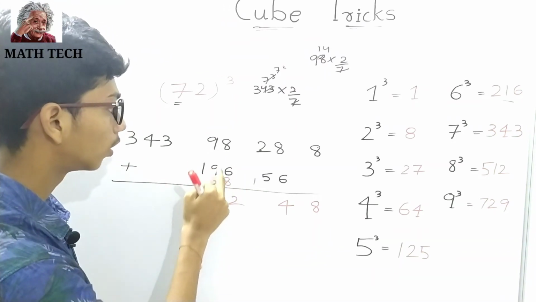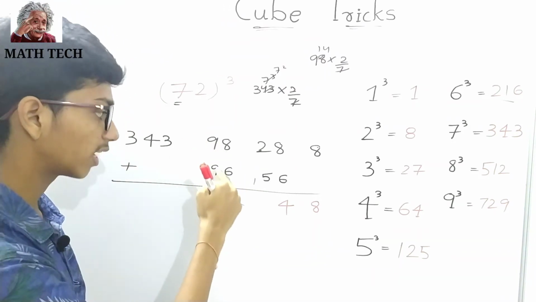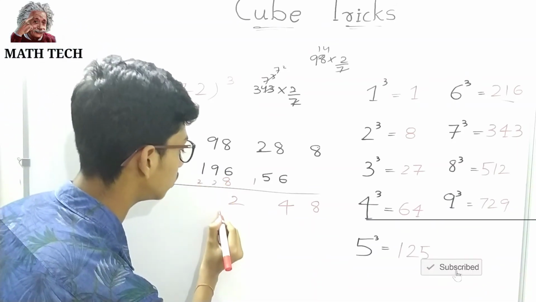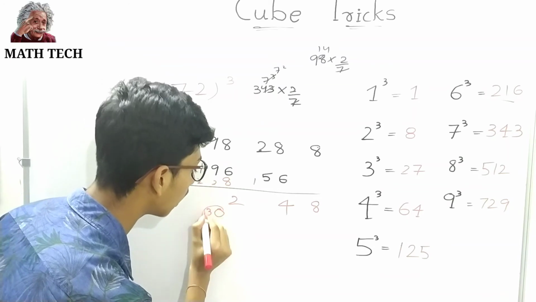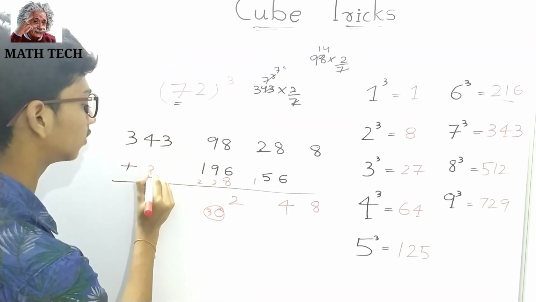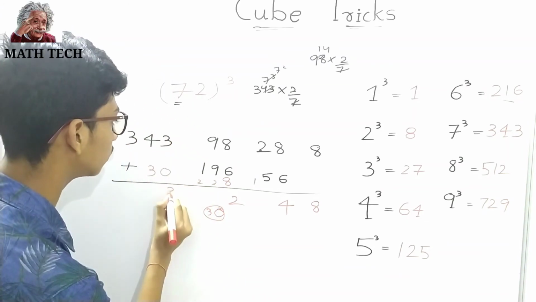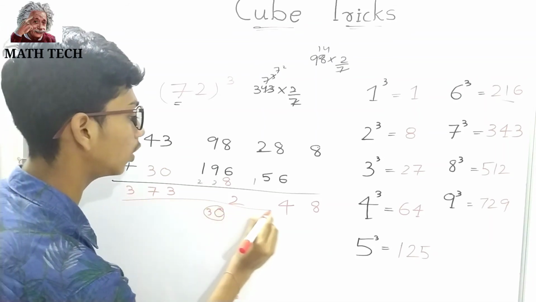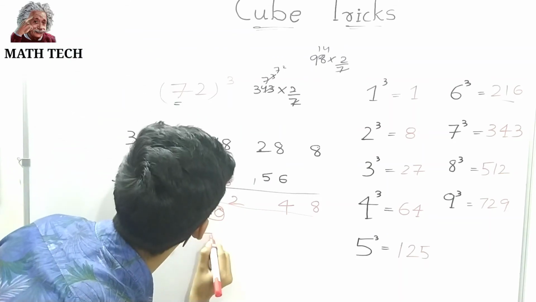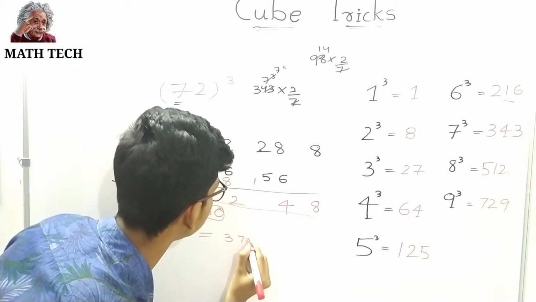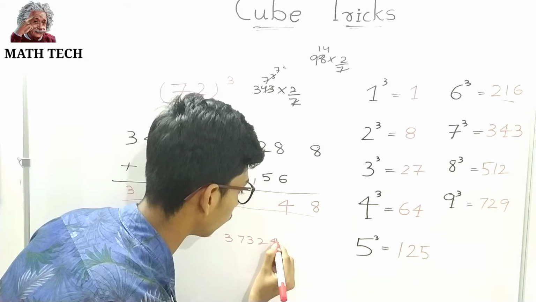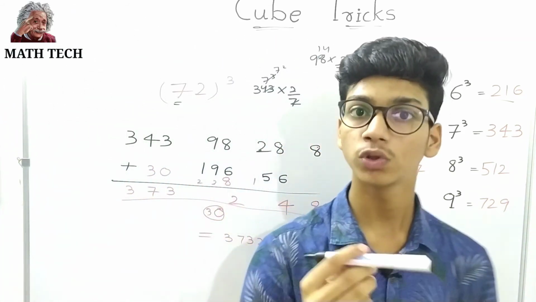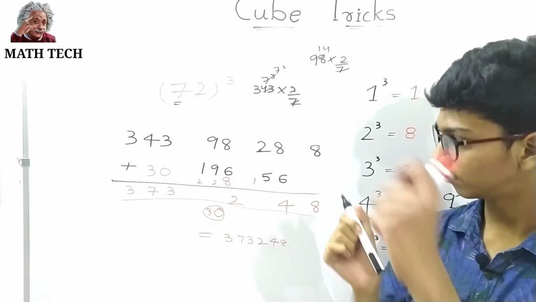Write 2 here and carry 2. 9 plus 9 is 18, 18 plus 2 is 20, and 3 gives 30. This 30 should be added here, and we will get the answer 373,248. The value of 72 cube is 373,248. In this manner, you can find any two-digit number cube in the least time.